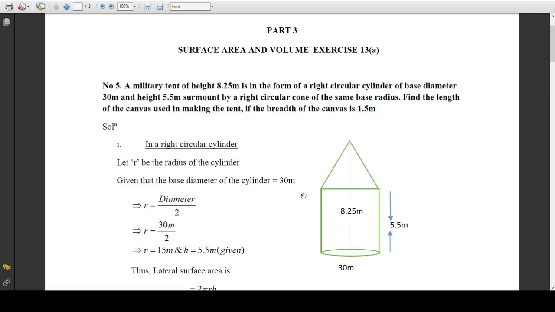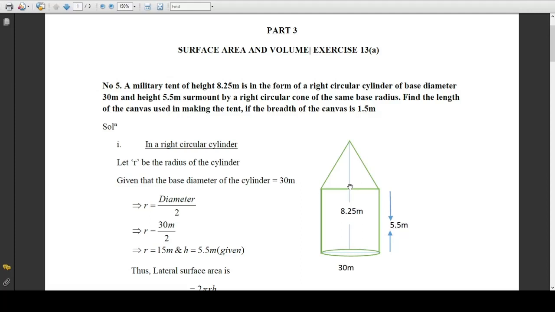There is a conical part and the cylindrical part. Now we have to find the area of the conical portion and the curved surface area of the cylinder. To find the curved surface area of the cylinder, we need the radius and the height, which is given. Because the base diameter is 30 meters, the radius will be 15 meters. The cone also will have the same radius of 15 meters, and the height of the cone will be the total height minus the height of the cylinder. 8.25 minus 5.5 will be the height of the cone.